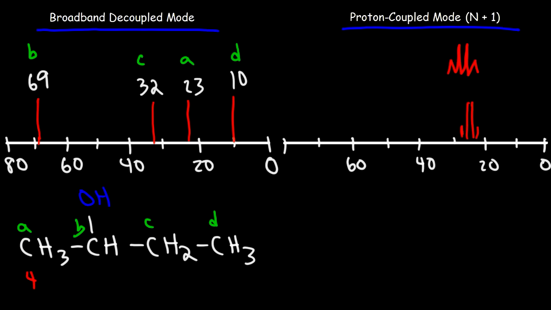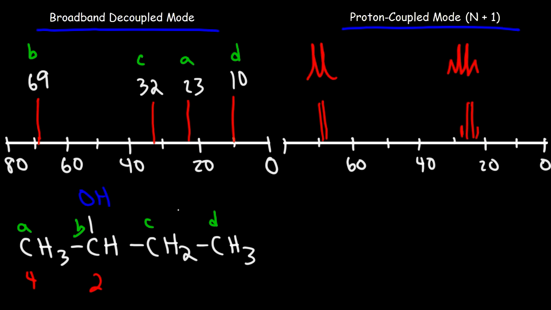Now moving on to carbon B. Carbon B only has 1 proton on it. So 1 plus 1 is 2. This is going to appear as a doublet. And so that's at 69. So let's draw a doublet at 69. Or you can draw it this way.